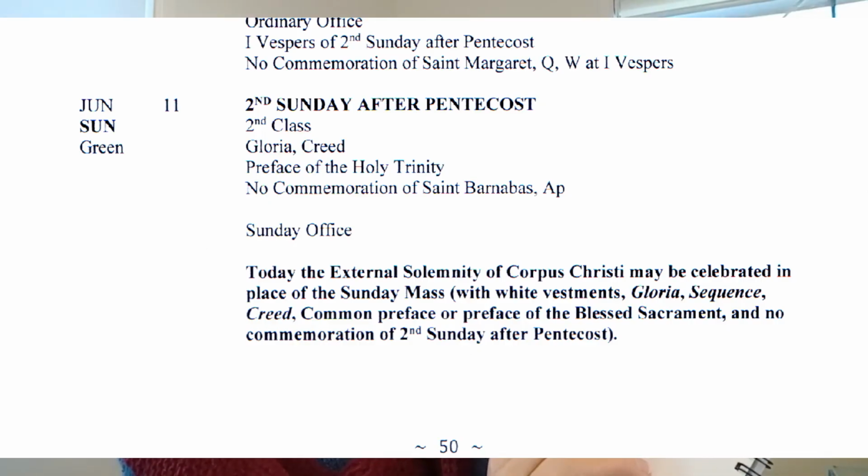Also, the next sung Mass I have is the second Sunday after Pentecost. And this is another one where I have to ask the priest, because this second Sunday after Pentecost can also be the external solemnity of Corpus Christi, because Corpus Christi is on the Thursday, and you can celebrate the same propers on the Sunday, which is really handy because I love it when I don't have to learn too many new things. I know the propers for Corpus Christi, and I still have to learn the propers for the second Sunday after Pentecost. So it says in the Ordo, today the external solemnity of Corpus Christi may be celebrated in place of the Sunday Mass. So may be means it doesn't have to be, it could be.